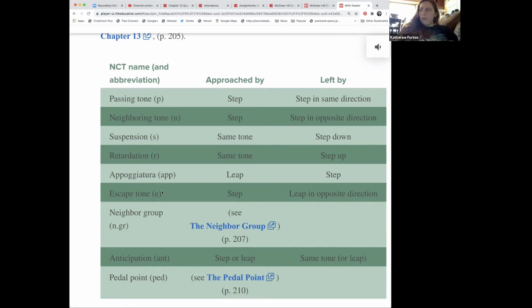Will we be using it? It only goes up to an appoggiatura. It doesn't do the escape tone because we did escape tone in the first chapter, chapter 12. It was divided between chapter 12 and chapter 13, but you need to know all of them. Okay, because our exam covers through 13, right?